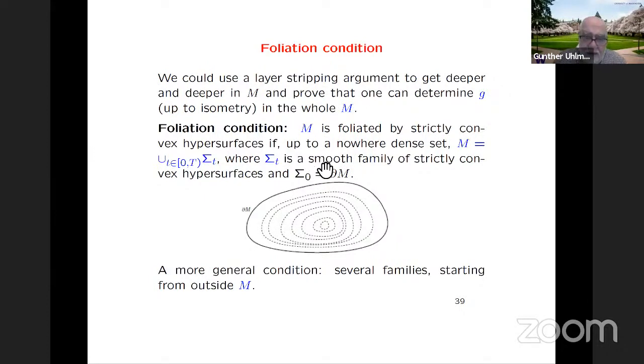The foliation condition is you can start, not necessarily like balls. It can start at the boundary and you foliate this way or this way. It's completely independent of that. So you can foliate in many ways. The idea is that you solve the problem first locally and then you march in. You keep marching in. That's a layer stripping argument.